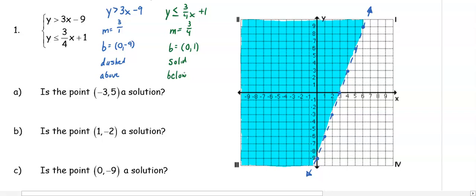So when we go to graph, we're going to start at 1 on the y-axis. We're going to go up 3 over 4 all the way across our graph, and then go the other direction: we can go down 3 and left 4. So we have multiple points. Then we're going to connect them in a solid line, and in this case, we are going to shade below.